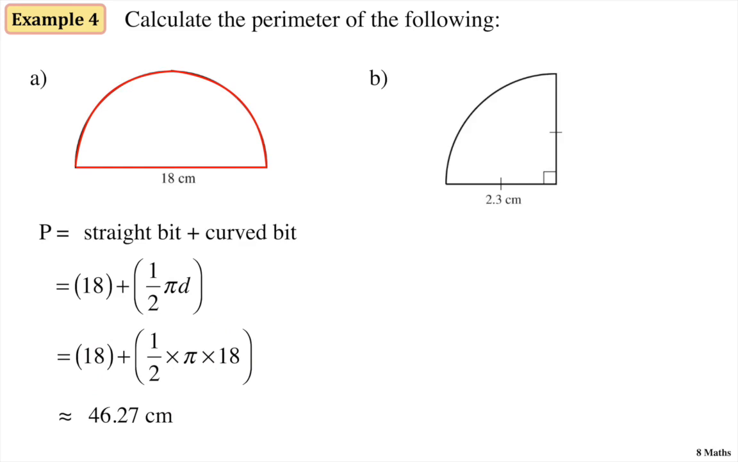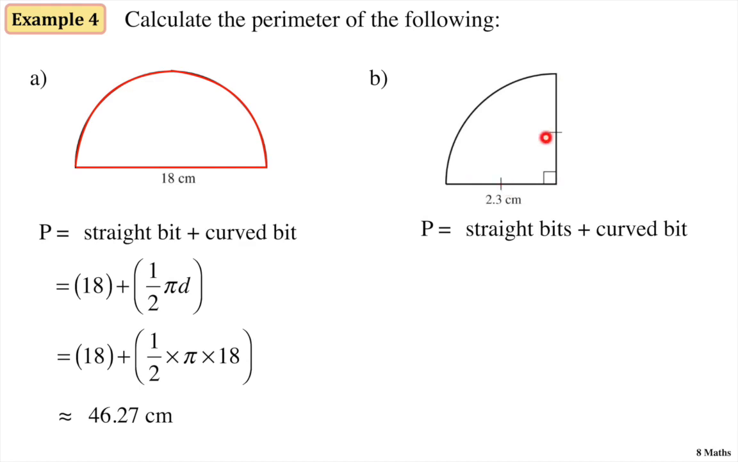Part B, perimeter of this shape. Well, same deal. I'm going to do the straight bits and any curved bits, and I've got to find the distance around the shape by adding up all the straight bits and adding up all the curved bits. Well, the straight bits, there's one and there's another.